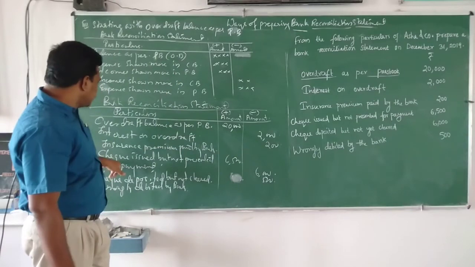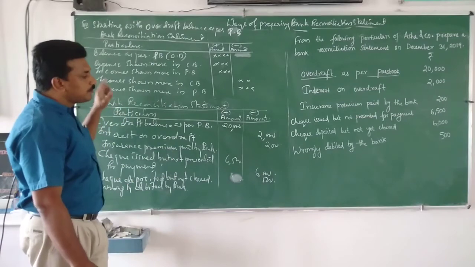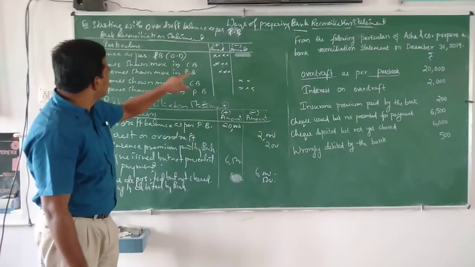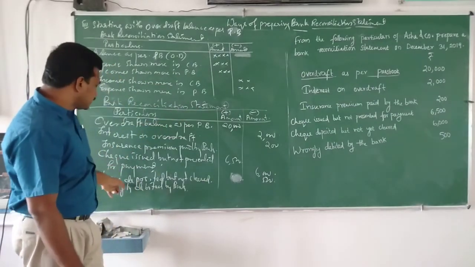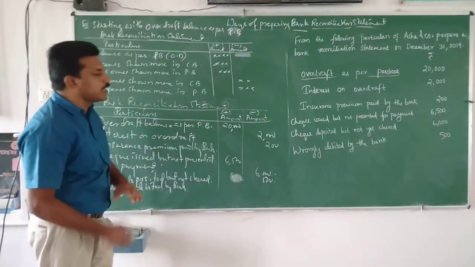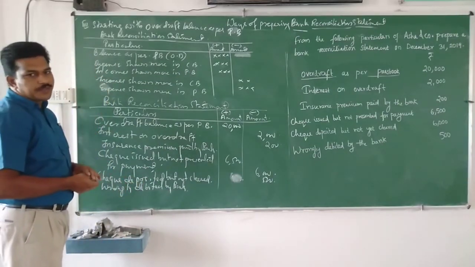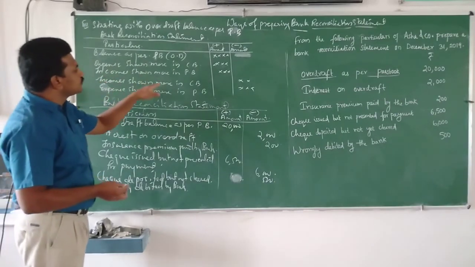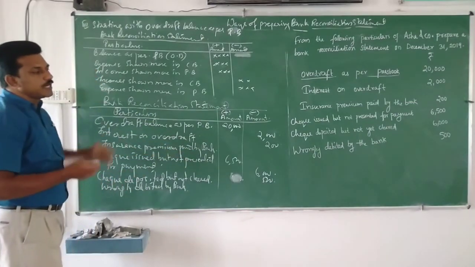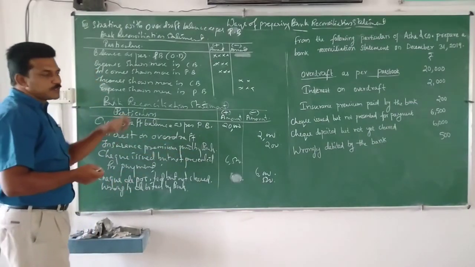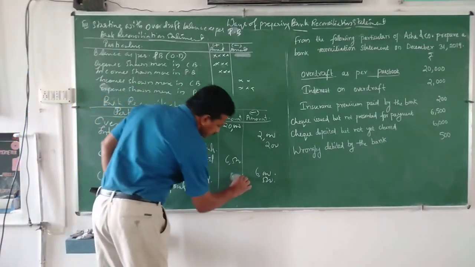Then cheque issued but not presented for payment: expense shown in cash book is added. Then cheque deposited but not cleared means income shown in cash book. Income shown in cash book should be deducted. So 6,000 is deducted, and wrongly debited by the bank means expense shown in passbook should be deducted. So these are the items.